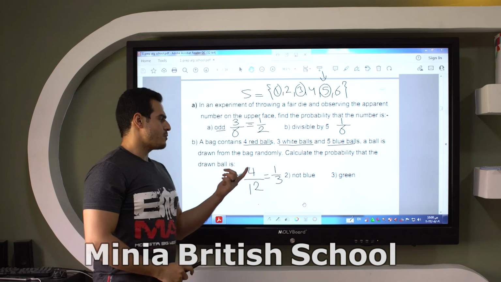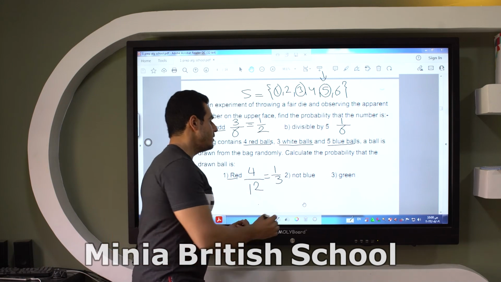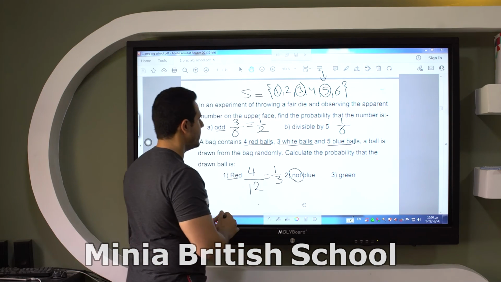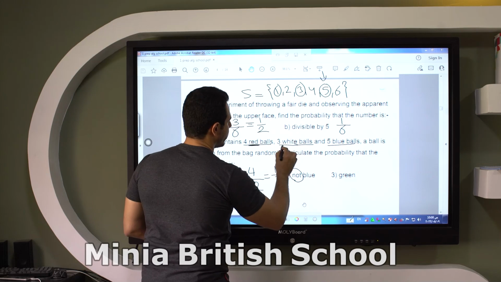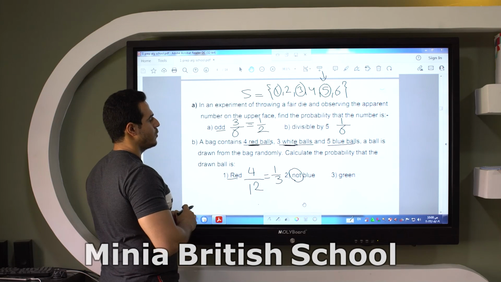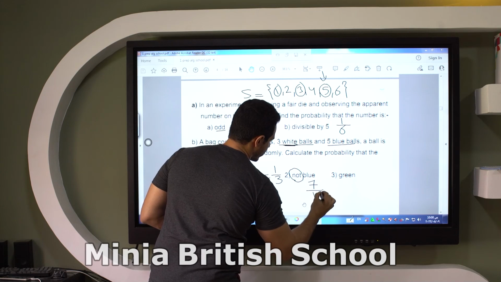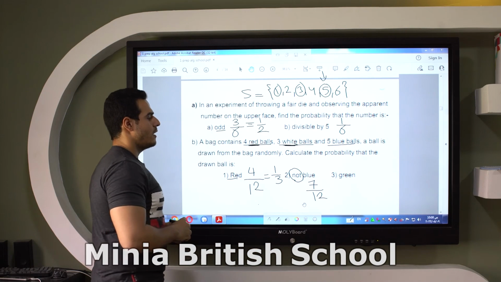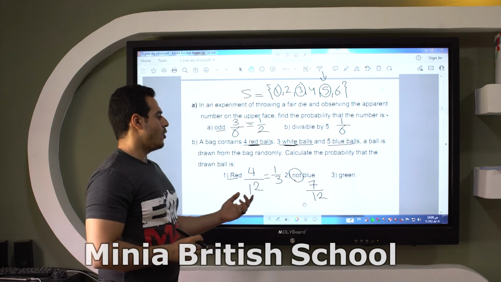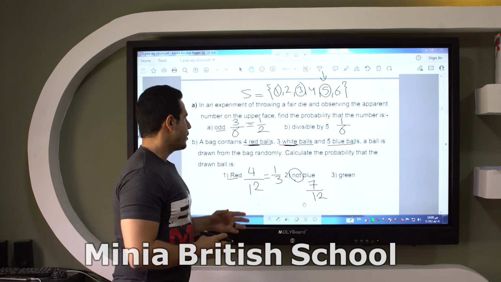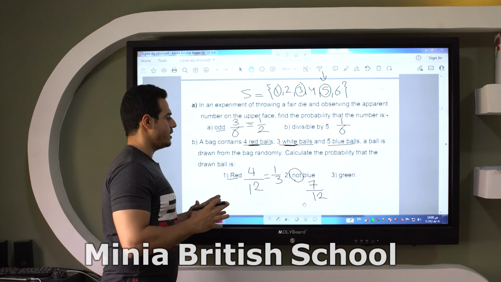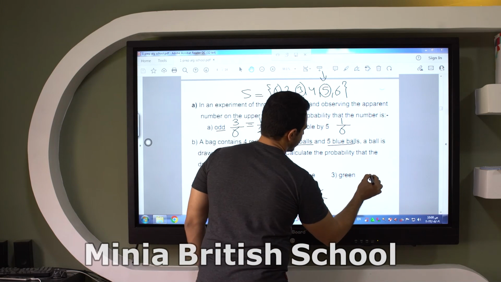Now let's find the probability that the drawn ball is not blue. Not blue, maybe red, maybe white. So its probability equals 4 plus 3 over 12, which is 7 over 12. Let's find the probability of a green ball. We don't have any green balls, so its probability is 0.